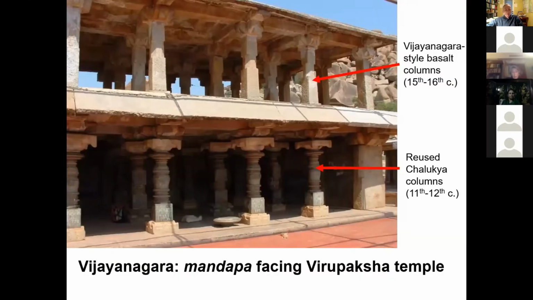Similarly, in the mandapa facing the very important Virupaksha temple, right by the banks of the Tungabhadra River, they have included Chalukya columns, not on the upper floor, which is not as visible, and there you simply see the local stone being used, but rather on the lower floor where it can be shown off or displayed as connecting the state of Vijayanagara with the earlier Chalukya dynasty.